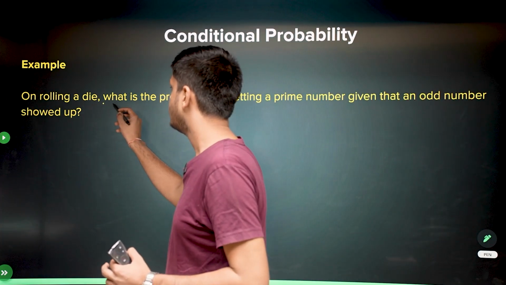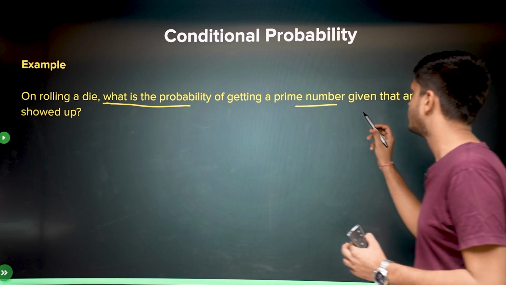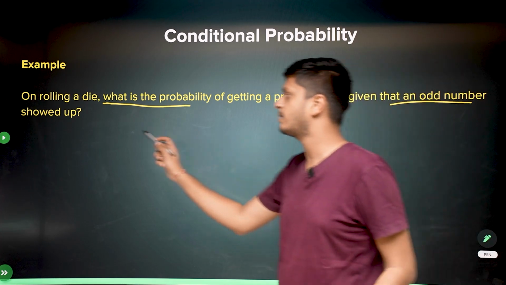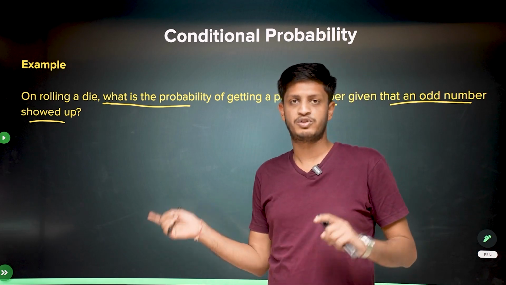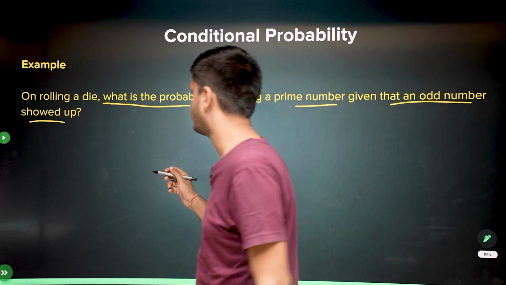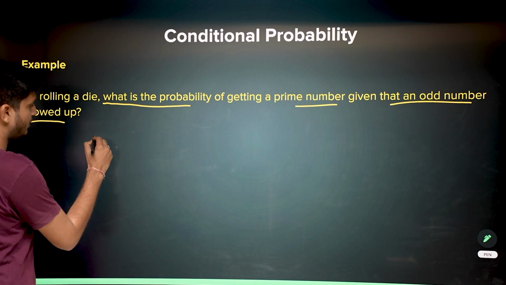So on rolling a die, what is the probability of getting a prime number given that an odd number showed up? Okay? So we will solve it both directly using the formula and using our naive way. So let's say E is the event of getting a prime number.